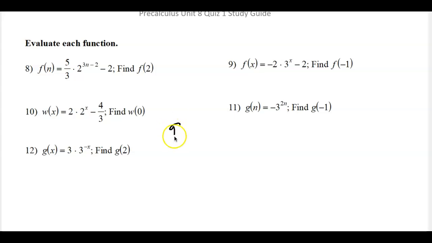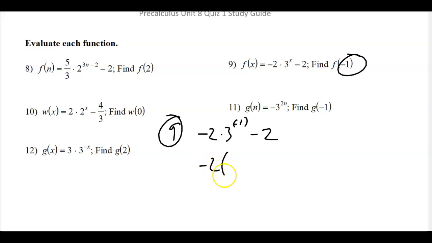Number 9. We have negative 2 times 3 to the x power, minus 2, and in this case the x is negative 1. So when you have a negative power, you want to remember that what that does is it flips it over. So instead of 3, it's going to be 1/3. All right? Then we need to do our multiplication after that. 2 times 1 and 3 times 1 is going to be negative 2/3.